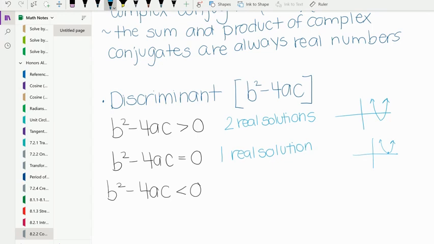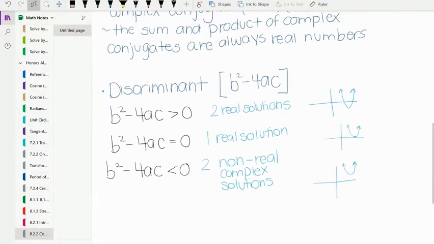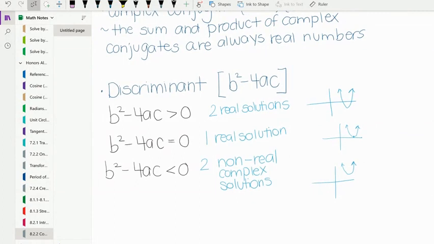The last case is if you end up getting a negative number, then this would be, you could say, two non-real solutions or two complex. And graphically, what this would look like is the parabola would not cross the x-axis. So at this point, using the discriminant will be helpful because if I just give you a quadratic and say without solving how many solutions, you would just use this formula.